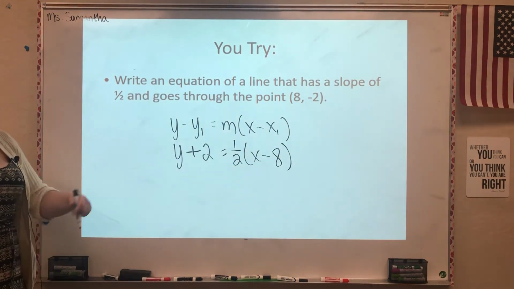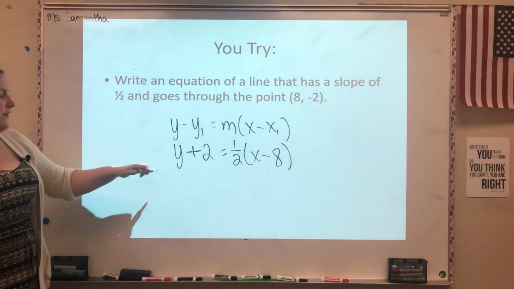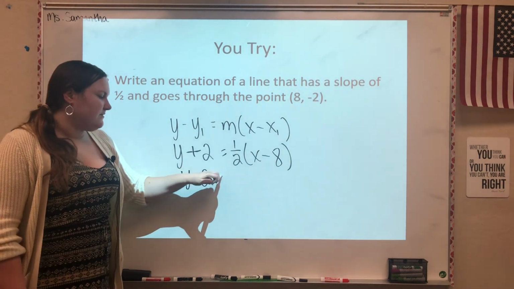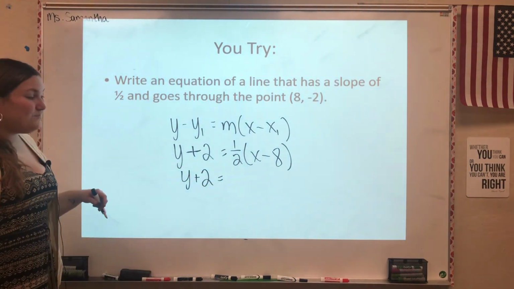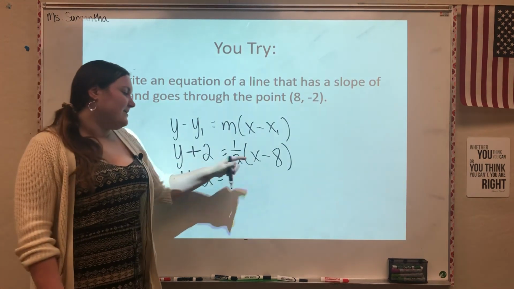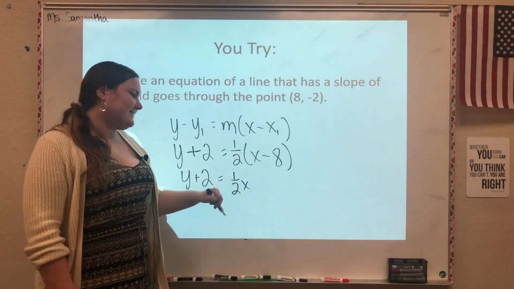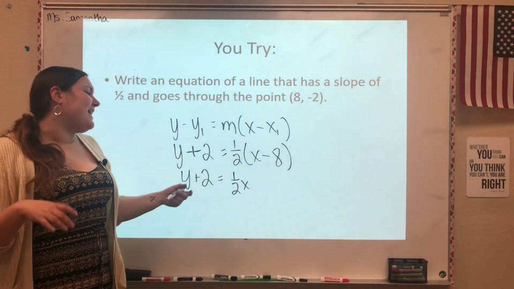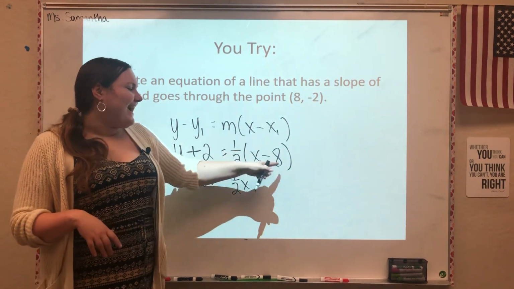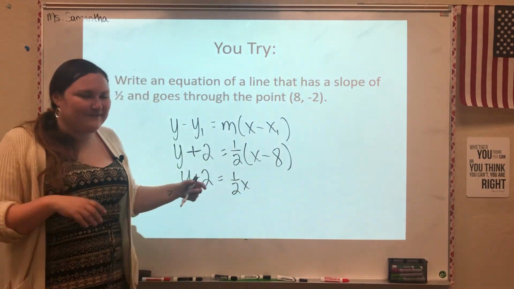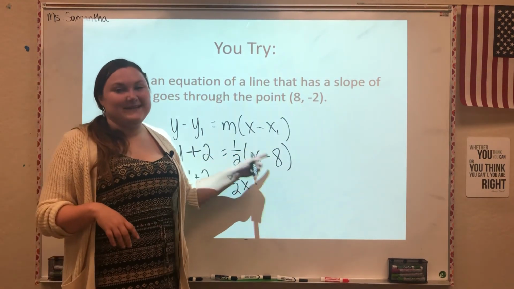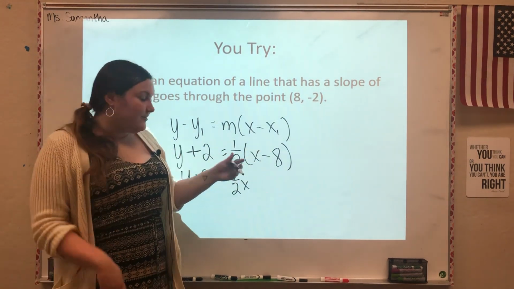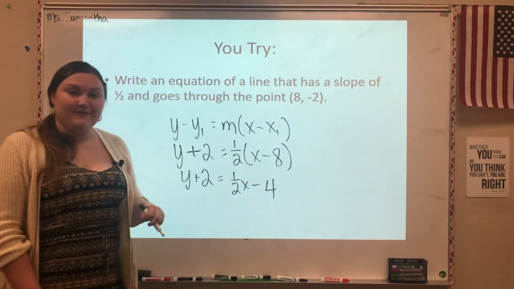Now, just like last time, we want to change it into slope-intercept form. So the first thing you would want to do is distribute your slope, distribute 1/2. 1/2 times x is just 1/2 x. 1/2 times 8. In class, people are like, oh, I don't know how to do that. Yes, you do. Multiplying by a half is the same thing as just taking half of the number. 1/2 times 8 is the same thing as 1/2 of 8, which is 4.